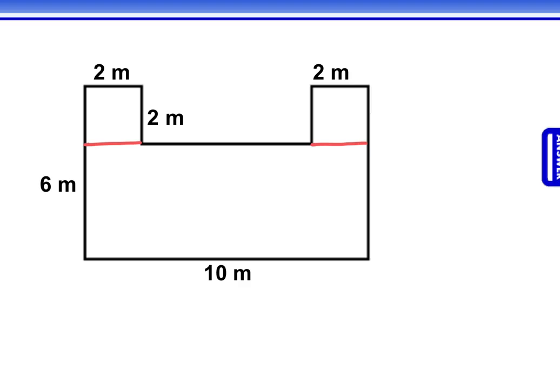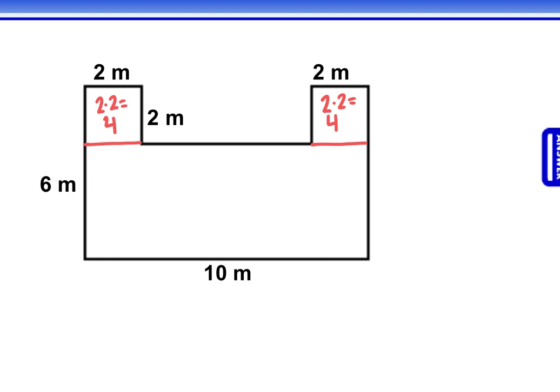So up top, we're going to look at this piece right here, which is a 2 by 2, and we've got a matching one of them over here. So if I find the area of both of those, 2 times 2 gives us 4 here, and 2 times 2 gives us 4 here.